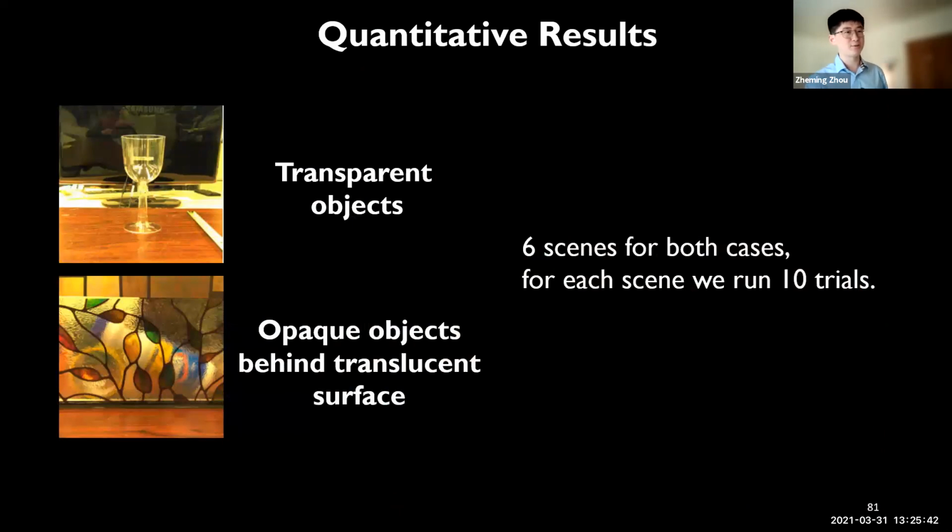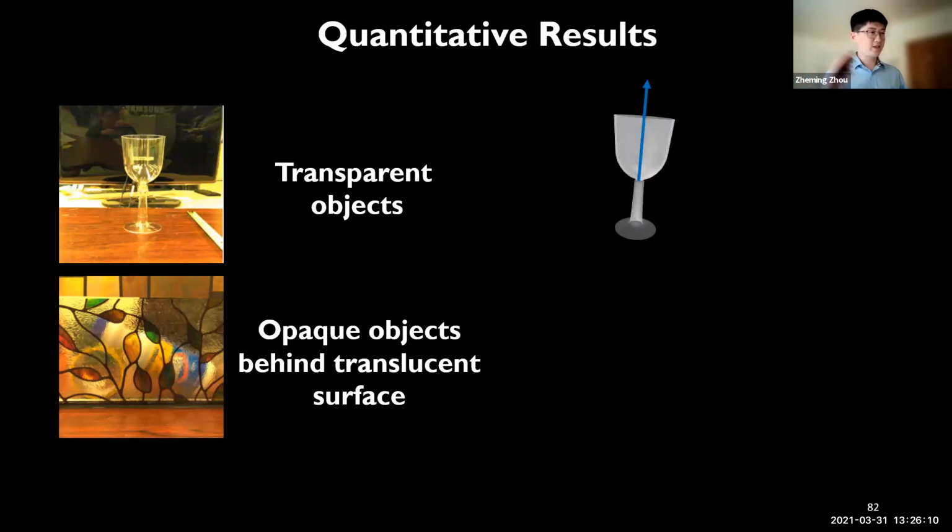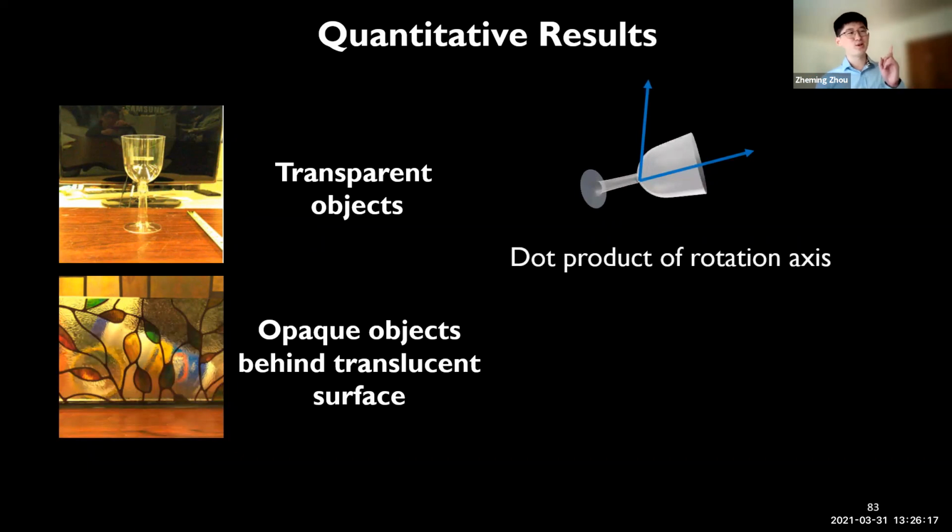To quantitatively evaluate our method, we designed a small dataset with two categories. The first is transparent objects, and the second is an opaque object behind translucent surfaces. For each category, we designed 6 test cases, and for each test case, we ran 10 trials. Since the objects we use in this project are rotationally symmetric, as we mentioned before, we use the dot product between the estimated pose rotation and the ground truth pose as the evaluation metric. During our manipulation stage, we want to separate the positive ones and the negative ones, because in our manipulation, even if the object is flipped, we can still get the grasp in these cases.